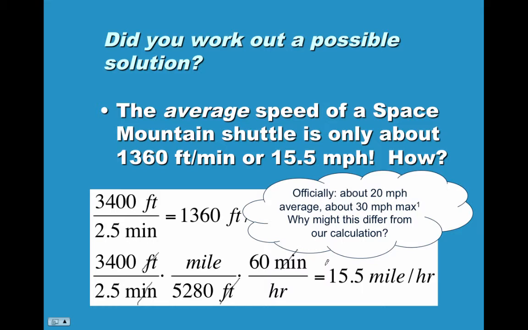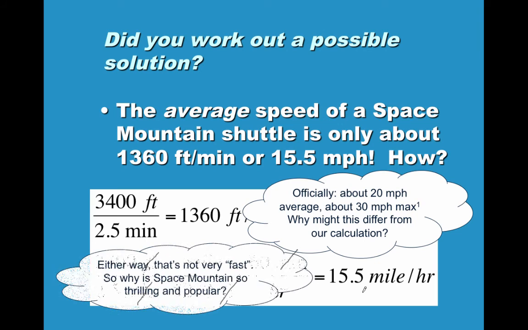So why might this differ from our calculation? I did find that it is a little hard to find published information on roller coaster rides. So the data itself might vary depending on how it's measured. That could be one explanation for why it's a little different. 15.5 though, it's not too far from 20. So I guess we could say it's reasonable. Either way, that's not very fast.